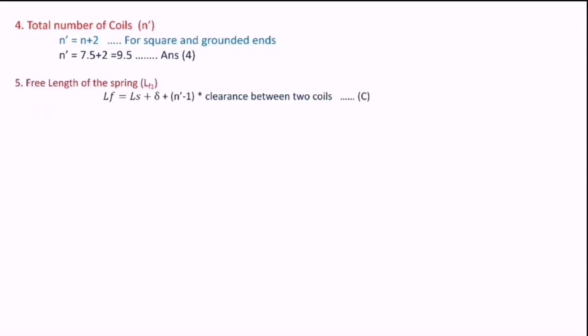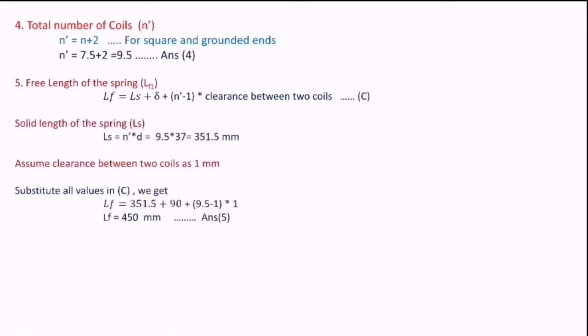Next step, free length of the spring. We have the relation LF is equal to LS plus delta plus N dash minus 1 into the clearance between two coils. In this, the requirement is LS. LS is given by the relation N dash multiplied by d, on solving which I will get the answer as 351.5 mm. Assuming the clearance between two coils as 1 mm, I will get the value of LF as 450 mm.